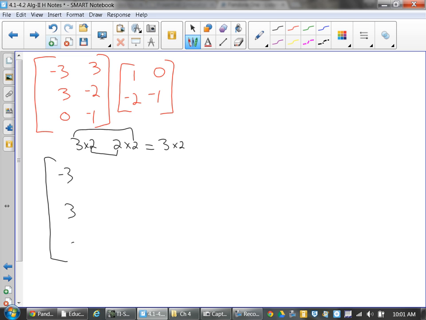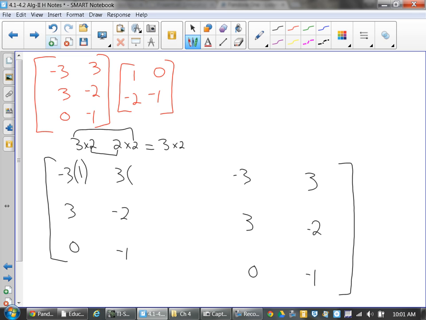3, 3, 0. 3, -2, -1. -3, 3, 0. 3, -2, -1. Yes, it was negative. Okay. That's going to help create my 2 columns. And now I do the same thing with that second matrix. I just start at the top left and I put it in here. 1. Go to the one below it. -2, 0, -1.